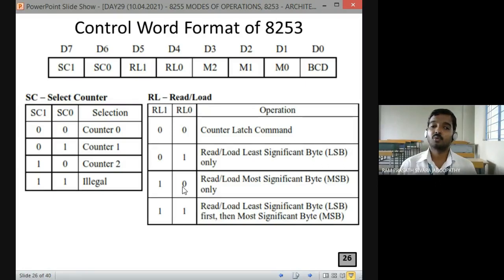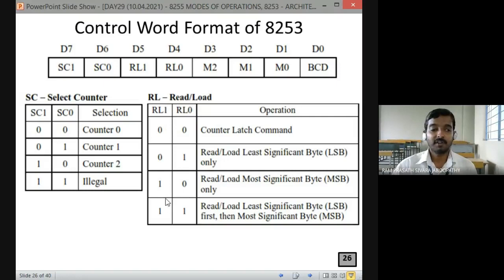And if I want to modify the entire count value in the counter register, what do we do? See what happens if we put 11: read or load least significant byte first, then most significant byte. This is what we are discussing. Correct? Are you able to understand what I am saying? I have to write a 16-bit count inside, but the bus size I have is only 8 bit. So what can we do? If I want to write only the LSB, it is 01. If I want to write only the MSB, it is 10. If I want to write both, what should be done if I put 11? You have to write 2 times or read 2 times.